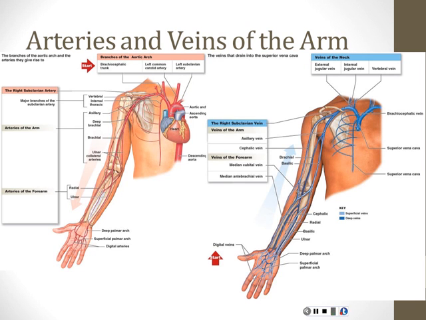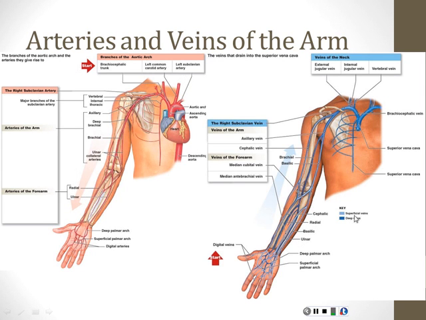It's going to become the axillary artery, which is here. And then the brachial artery. The brachial artery then splits, and we have a radial and ulnar artery. There are veins that go along with those. So there's a radial vein and ulnar vein. But then we have those superficial veins too.